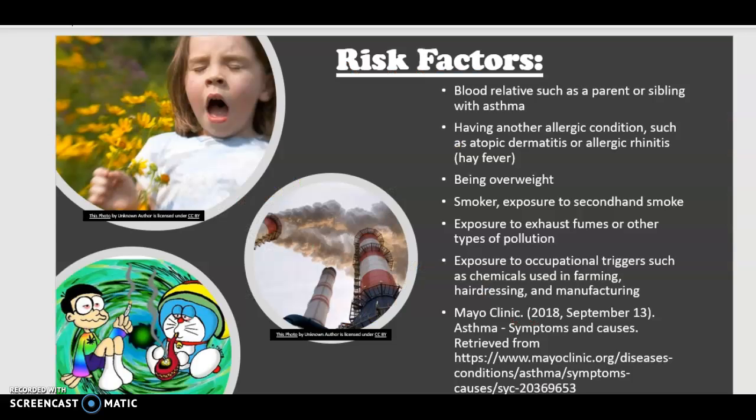Risk factors are very similar to the triggers, but a blood relative, such as a parent or sibling with asthma, may put you at a higher risk level of developing asthma, and also having other allergic conditions such as dermatitis or hay fever, being overweight, a smoker, around fumes and smoke, and chemicals like farming, hairdressing, and manufacturing. So it kind of puts you at a higher risk.